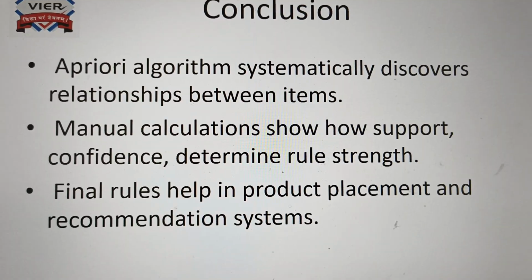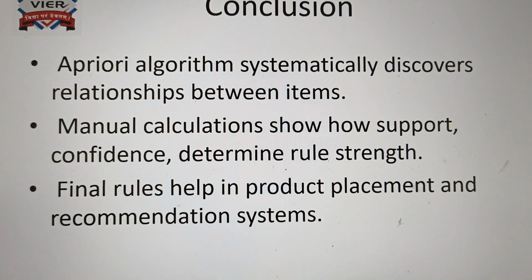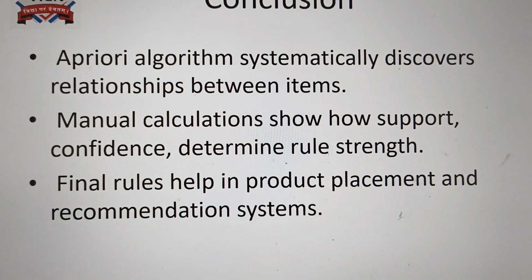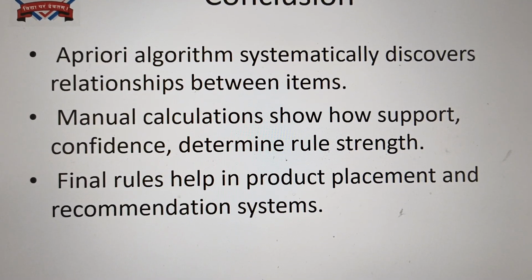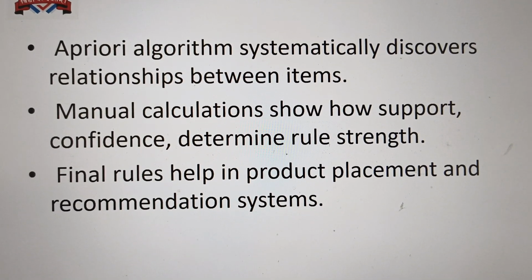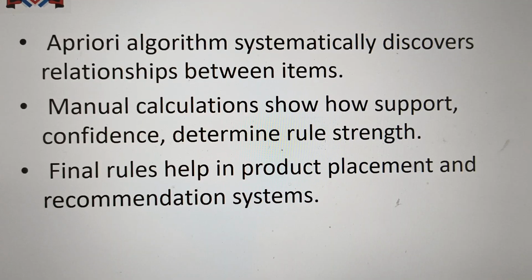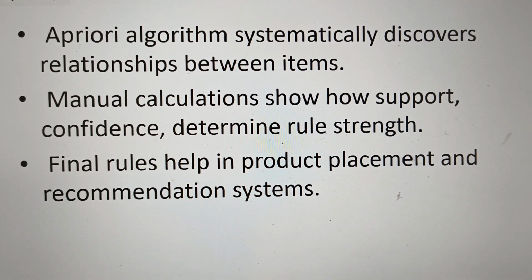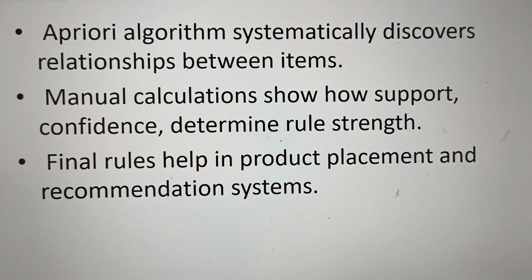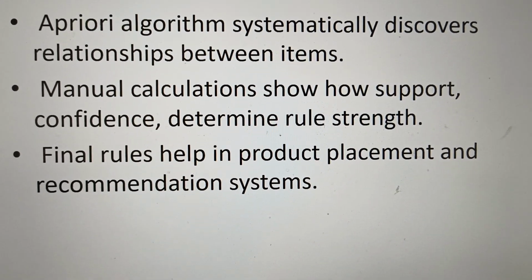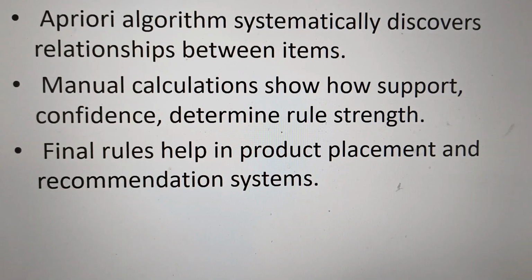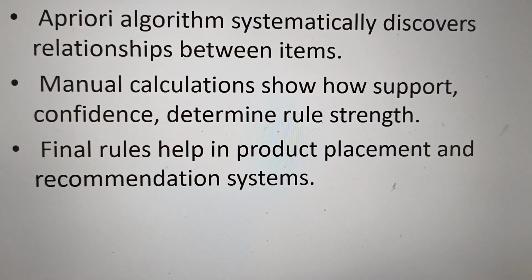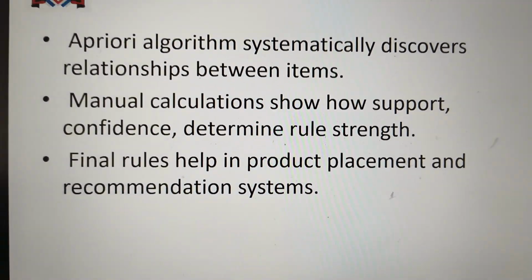Now the conclusion. The Apriori algorithm systematically discovers relationships between the items. The manual calculations show how the support and confidence are used to determine the strong association rules. And finally, the final rules help in product placement and recommendation systems.